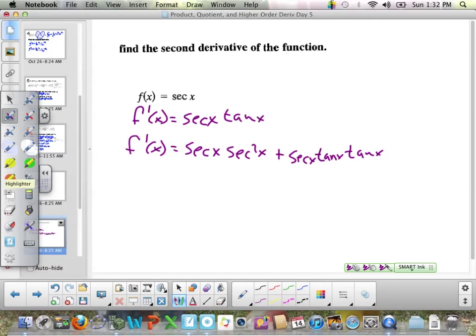All right, we can clean this up a little bit, or we can leave it as is. I'm going to clean it up by factoring. Each of them has a secant in it. So we got secant times secant squared of x plus tangent squared of x.